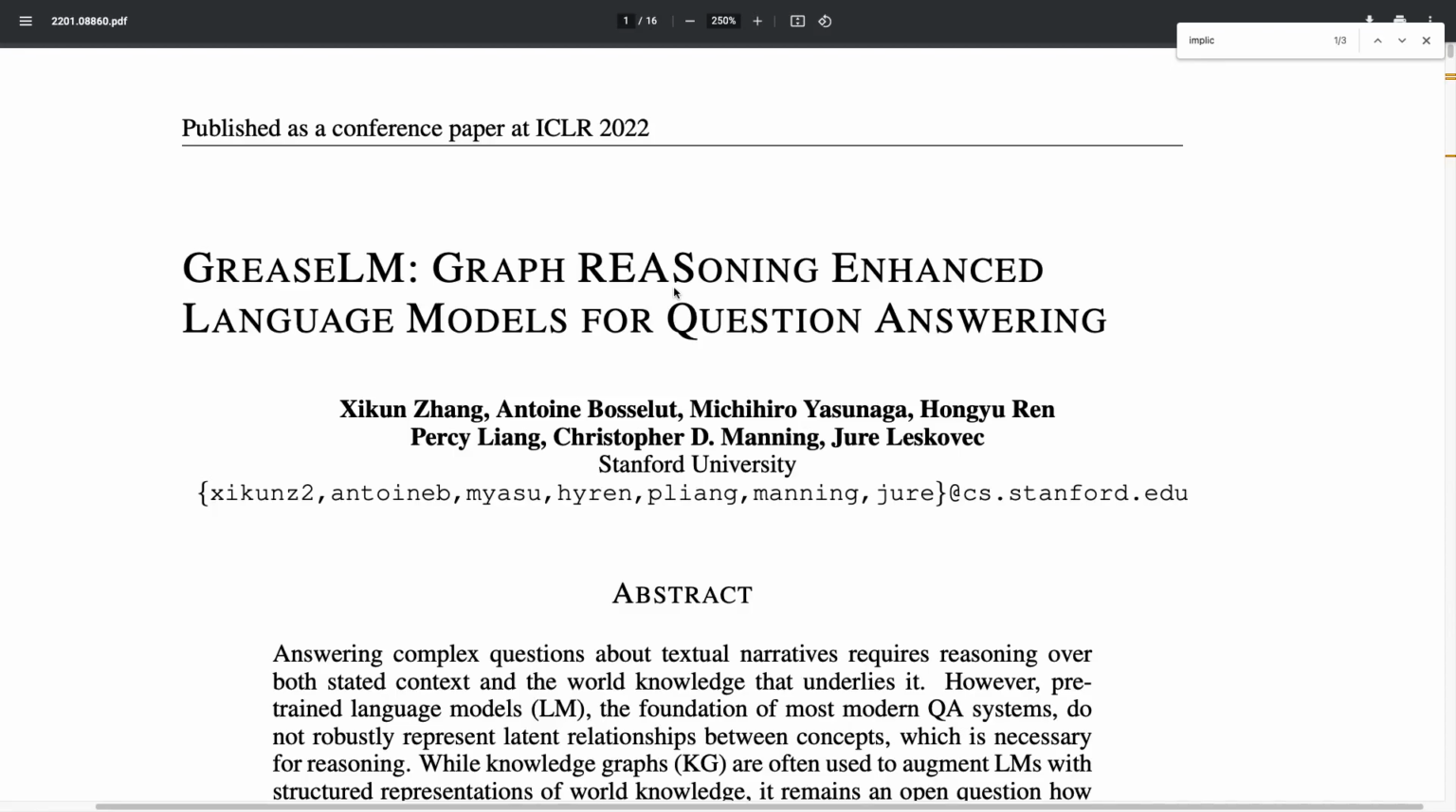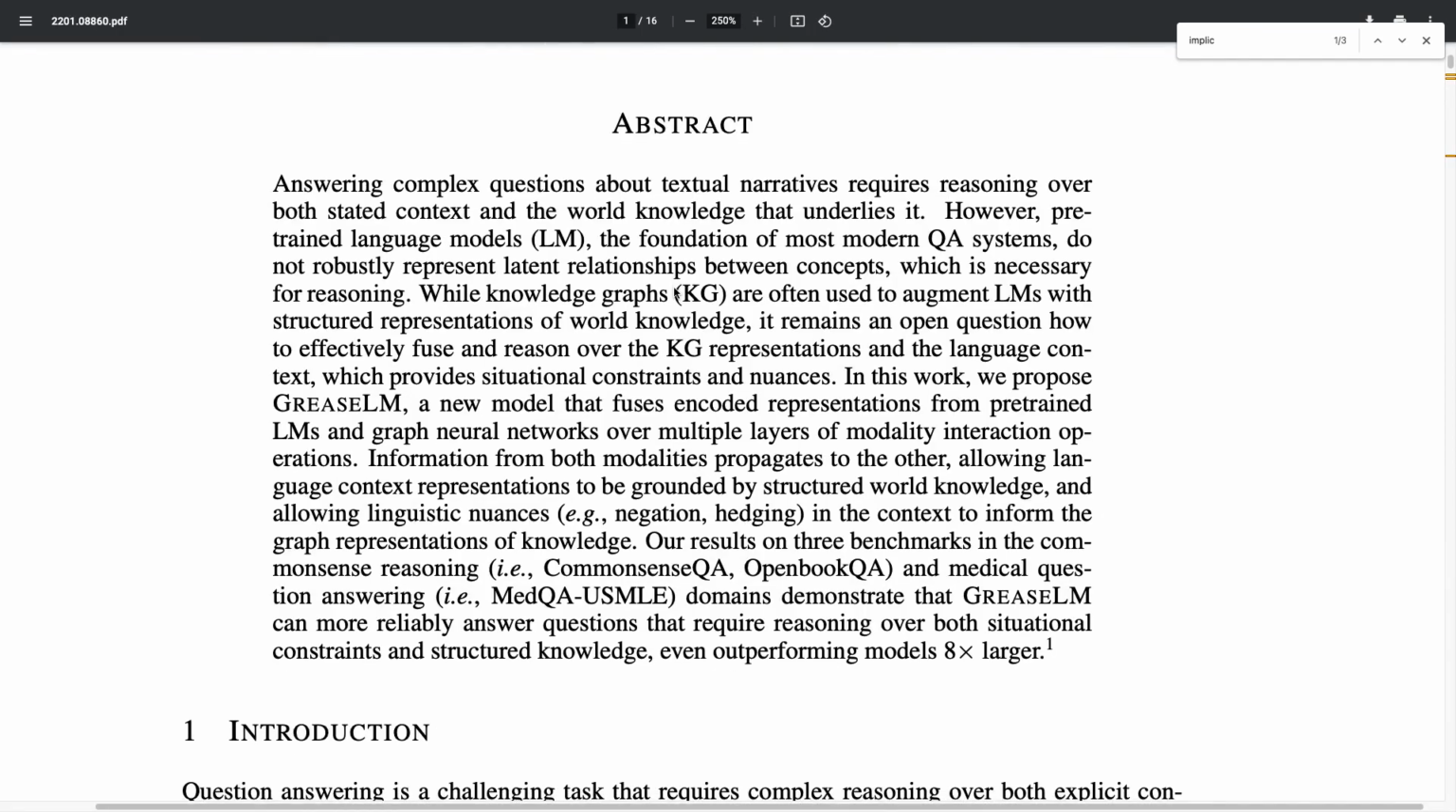Hello everyone. Today we're looking at the paper GreaseLM, Graph Reasoning Enhanced Language Models for Question Answering, by a bunch of authors from Stanford University. Modern language models are capable of capturing and distilling the information in large quantities of text documents. They're very good at generating fluent language that sounds plausible, and they can implicitly encode broad knowledge about the world within their weights, which they find within the training data of the model.